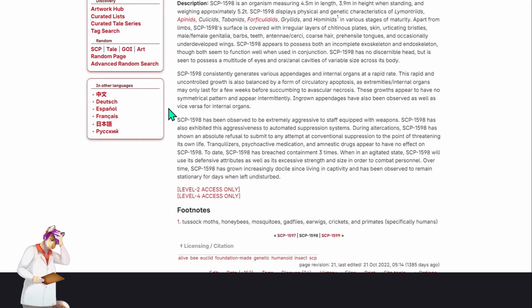SCP-1598 consistently generates various appendages and internal organs at a rapid rate. This rapid and uncontrollable growth is also balanced by a form of circulatory apoptosis, as extremity/internal organs may only last for a few weeks before succumbing to a vascular necrosis. These growths appear to have no symmetrical pattern and appear intermittently. Ingrown appendages have also been observed, as well as vice versa for internal organs.